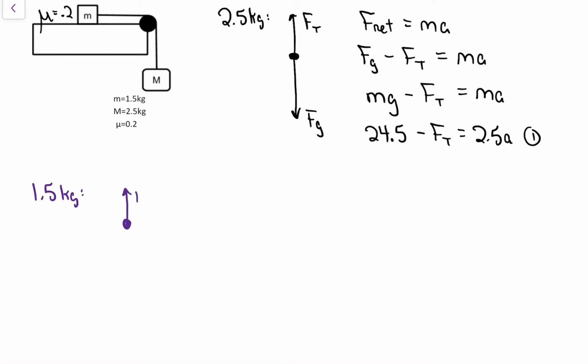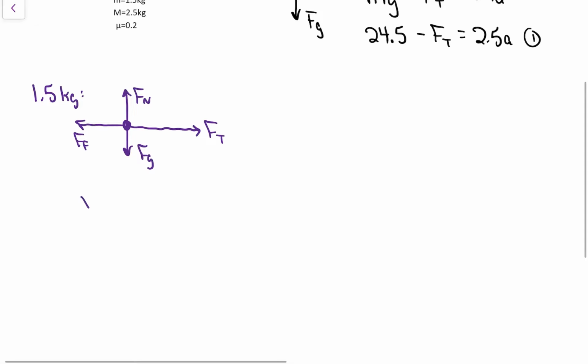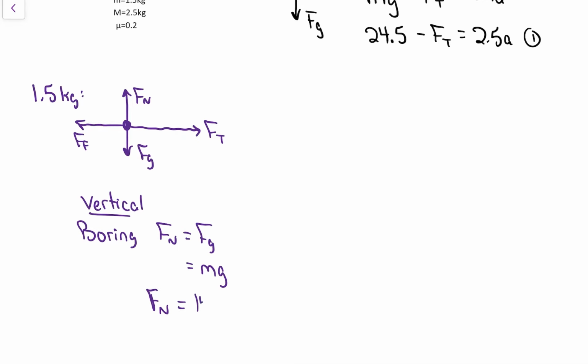Free body diagram, as always, normal force up, gravity down. We've got some friction backwards, and we've got the rope pulling it forwards. If I start with the vertical, we did some things with angles and inclines, but nothing going on here. So I would call this a boring case. The normal is exactly the same as gravity. In this case, with a mass of 1.5 times 9.8, normal is going to be 14.7.